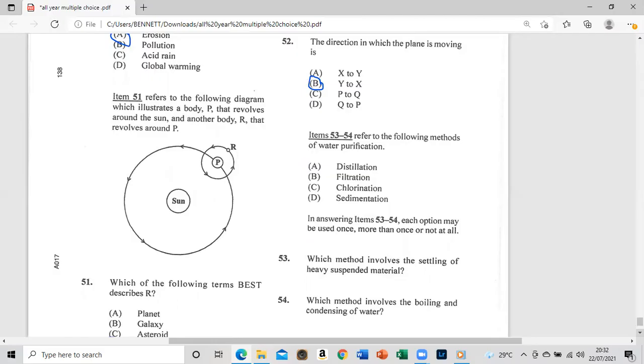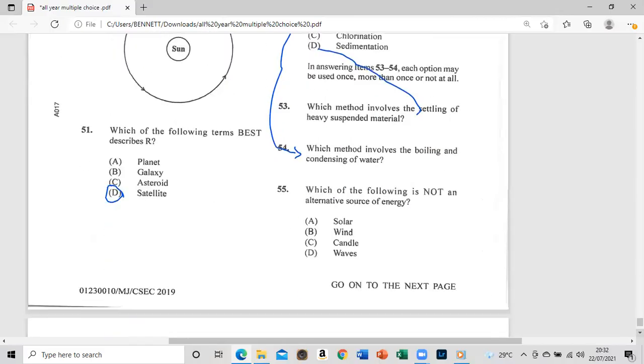All right, so let's move on to 53 now. It says, which method involves settling of heavy suspended material? Heavy suspended material, and that is D. So this would be sedimentation. What about 54? Which method involves the boiling and condensing of water? And we discussed an answer about that. That would be distillation. All right, let's move on to 55.